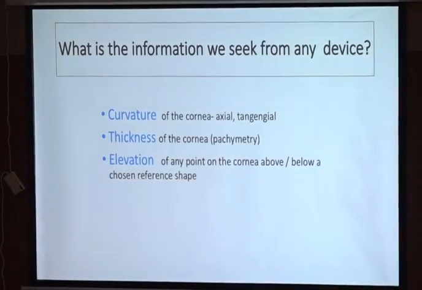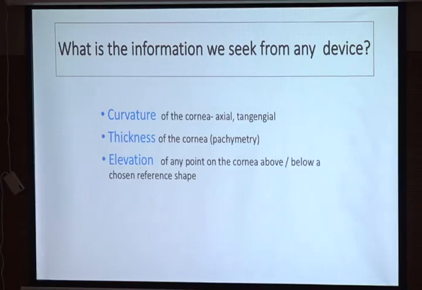Now, what is the information that we seek from any device? We are looking at the curvature of the cornea, the thickness of the cornea, and the elevation. The concept of elevation Dr. Alisha has just introduced. Grossly, we are looking at these three things to screen a patient to see whether the patient either has a frank ectasia or has the potential to develop an ectasia in the natural course of the disease or after refractive surgery.